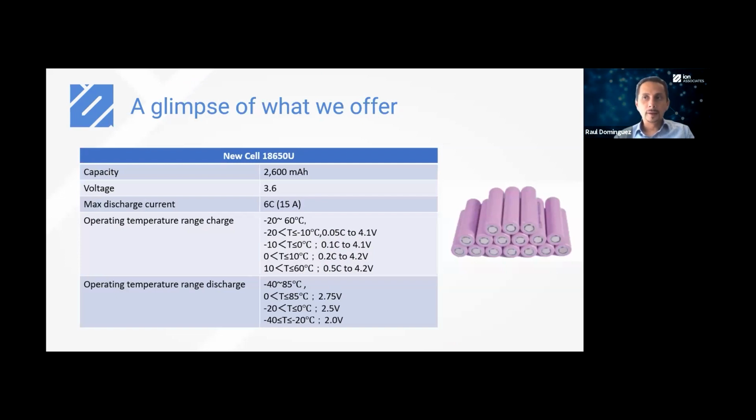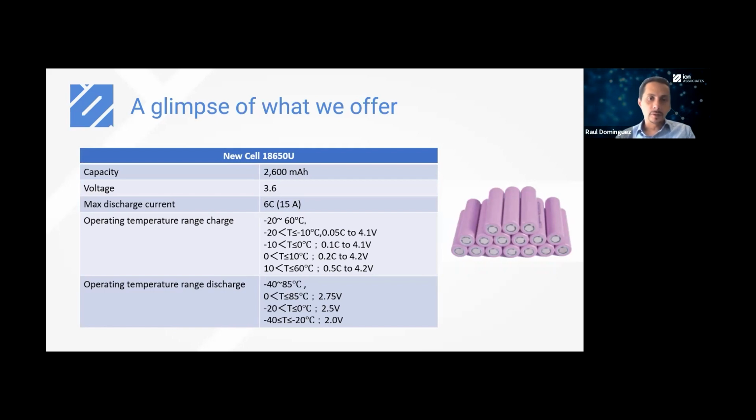Here is a glimpse of what we offer. This is one cell that is released. It's just like a AA battery, a little bigger. With this, we do bigger battery packs, but we can use any cell available in the market. If you need certain chemistry, we can use it, and you will have it.